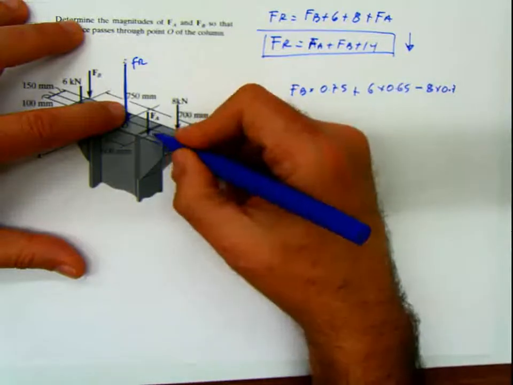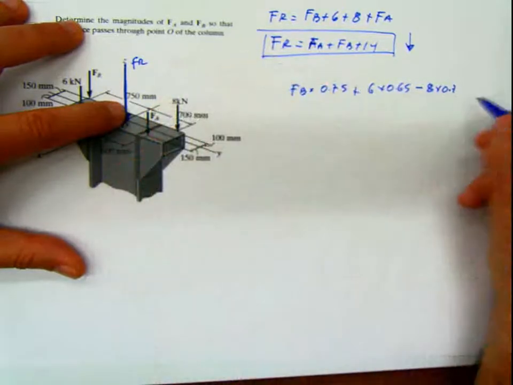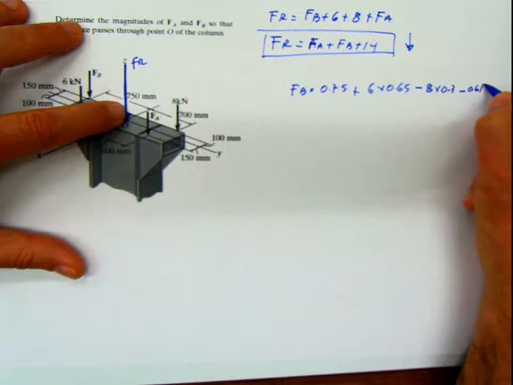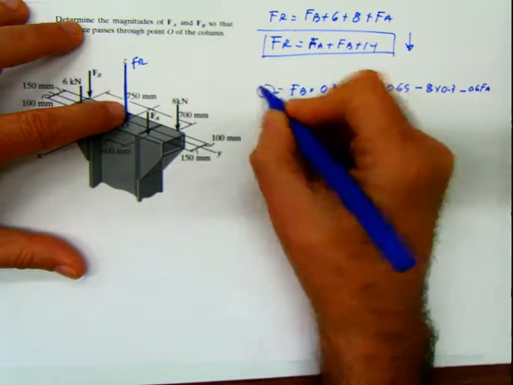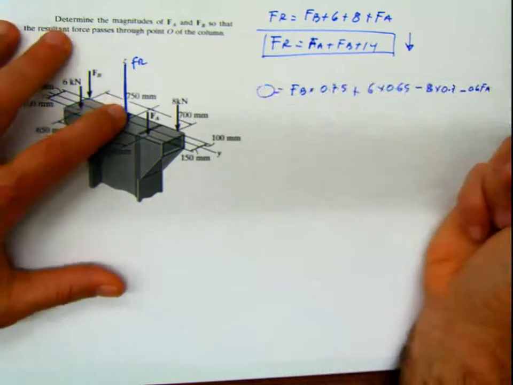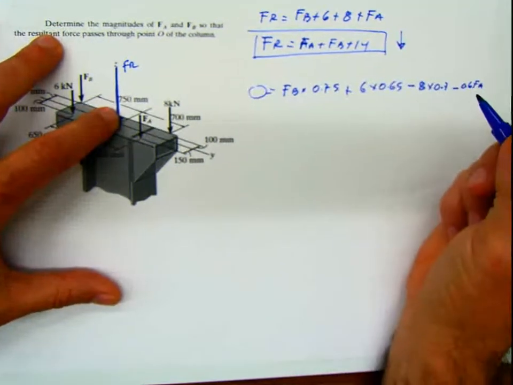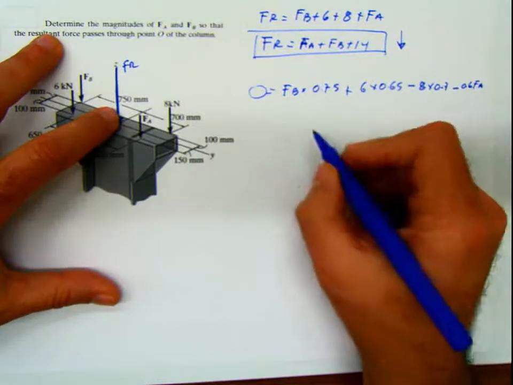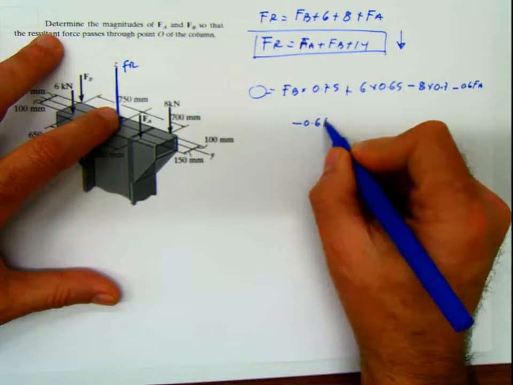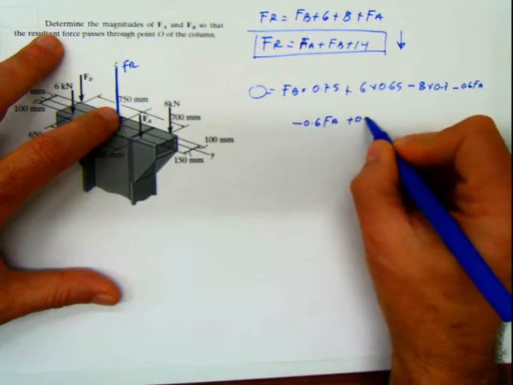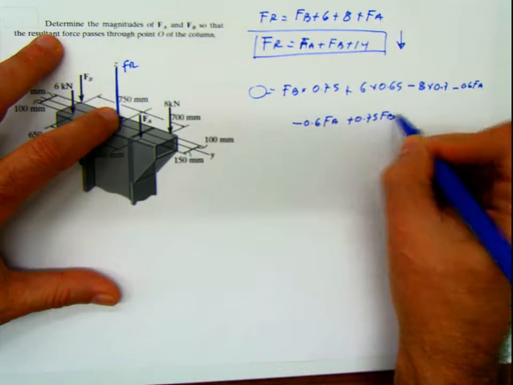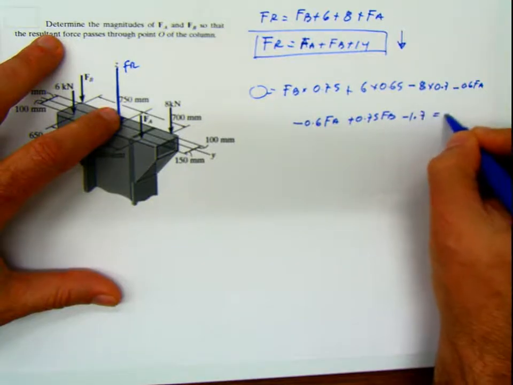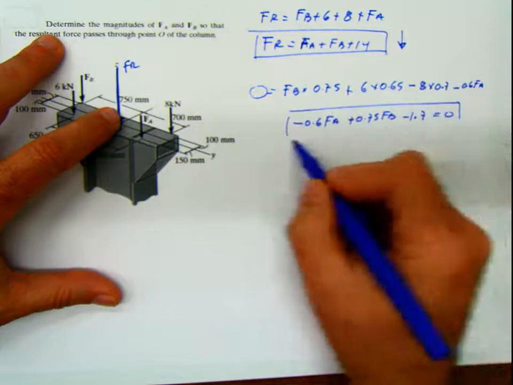And this other force is going to produce the same effect. Negative, in this case, 6, 0.6 FA. And I know that has to be 0, because the net moment with respect to that axis has to be 0. When I organize this, basically what I have is negative 0.6 FA plus 0.75 FB minus 1.7 equals 0. And I get one equation.